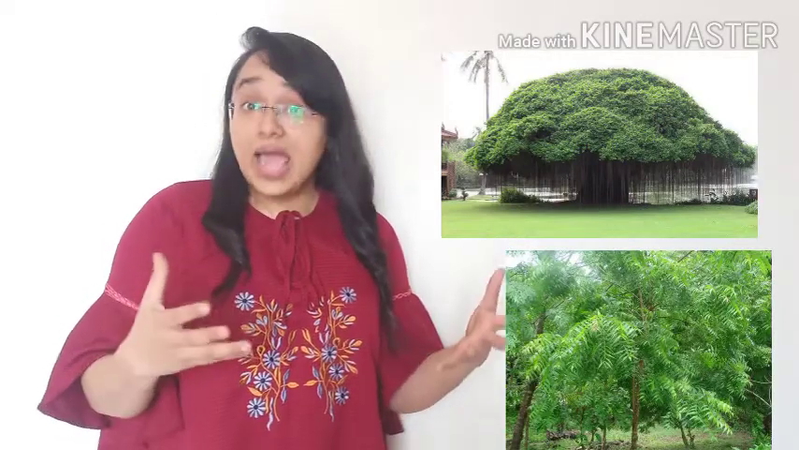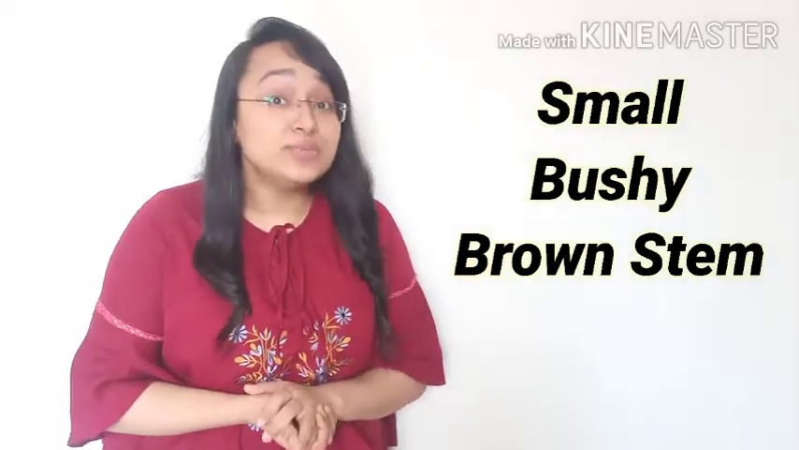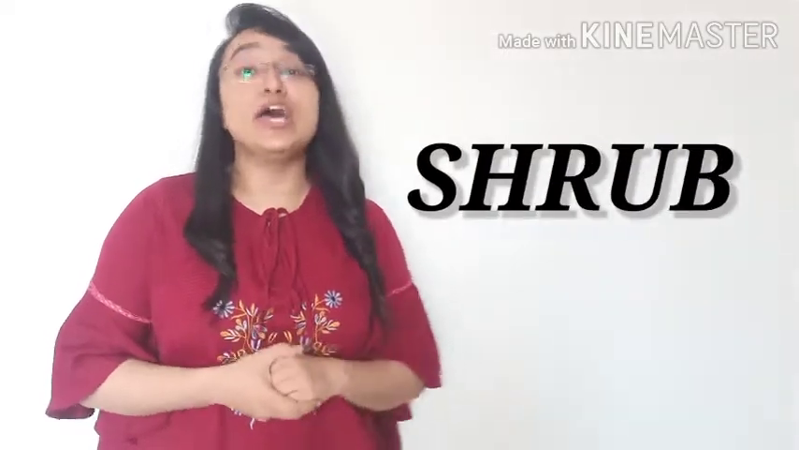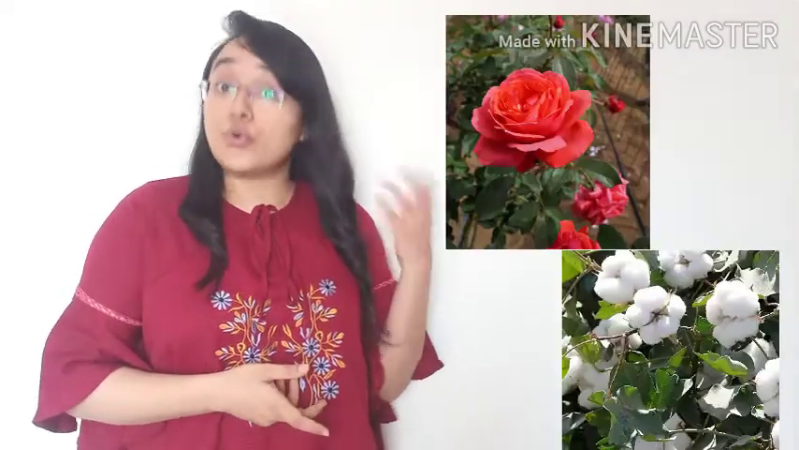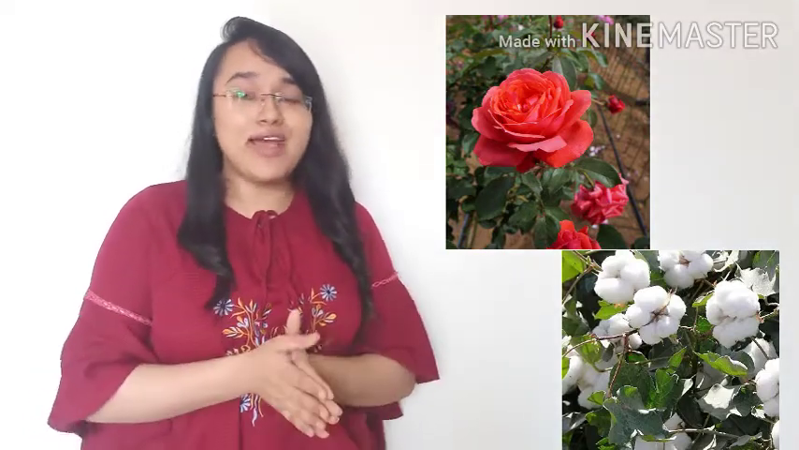Similarly, the plants which are smaller than the trees but have a brown stem but are not as strong as trees, those plants are called shrubs. Yes, the other type of plants are shrubs. For example, rose plant, cotton plant, which you may have seen around your area. So those are called shrubs.